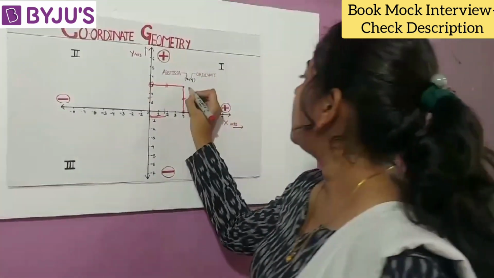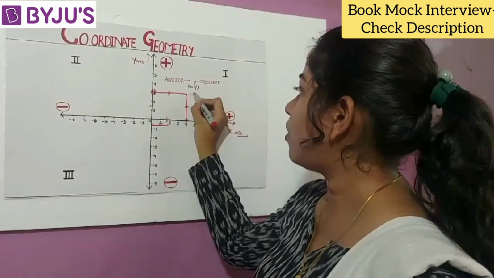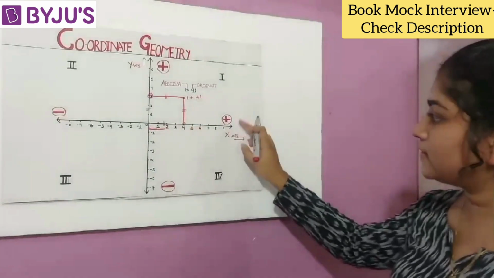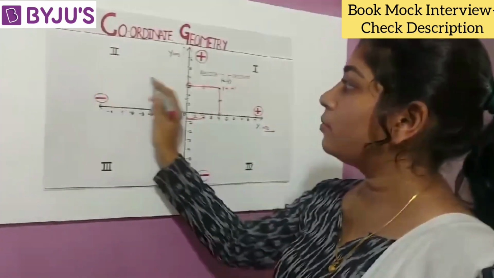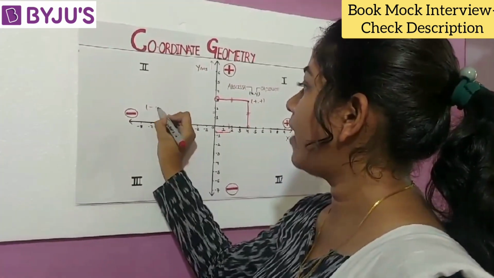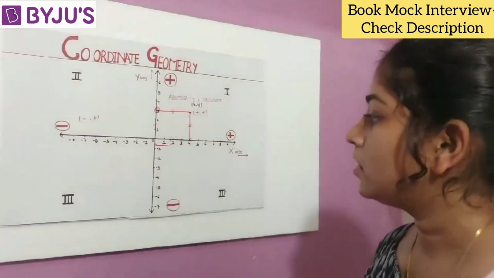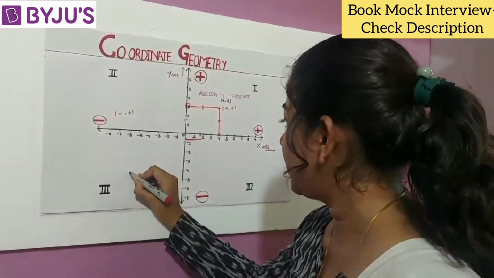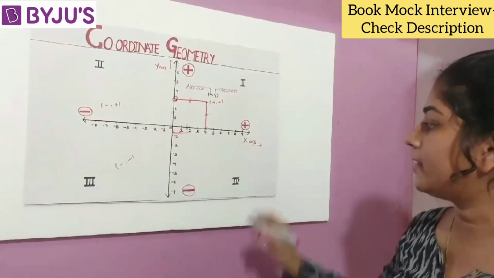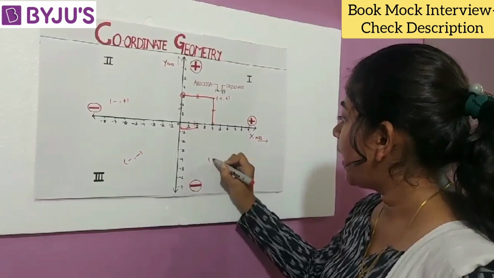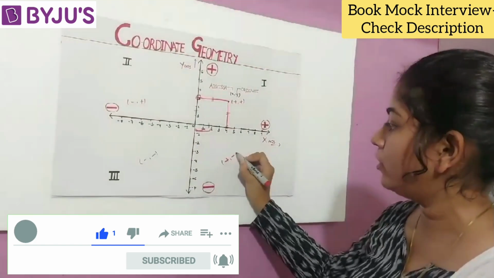Then we can say that this point is in the first quadrant, so it is positive comma positive, because both the x-axis and y-axis sides are positive. What about the second quadrant? It is negative and positive, because x is negative and y is positive. What about the third quadrant? It is negative and negative, because x is negative and y is negative. Similarly, for the fourth quadrant, x will be positive and y will be negative.